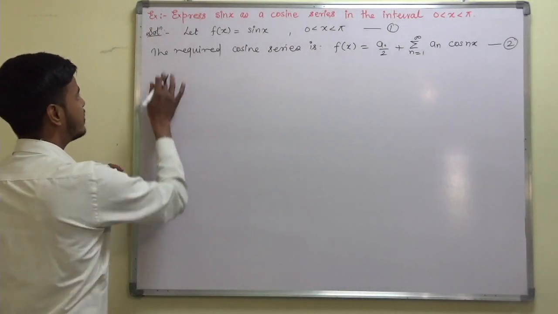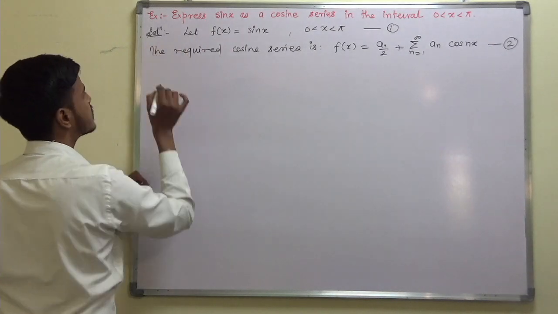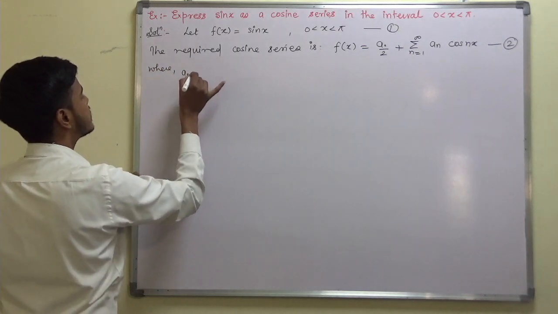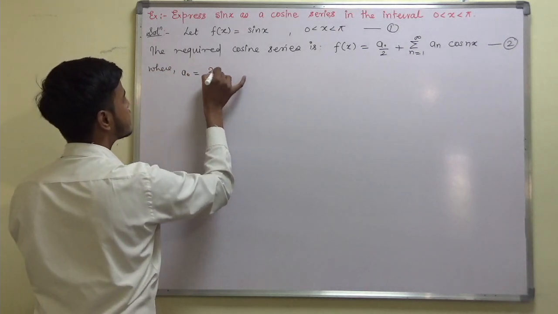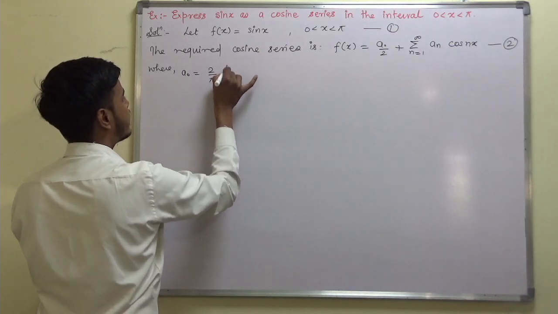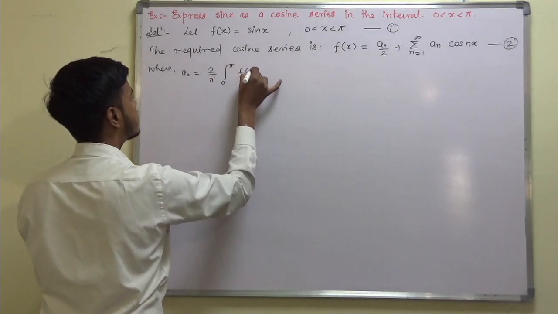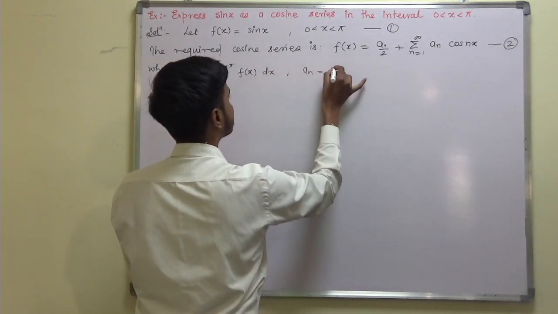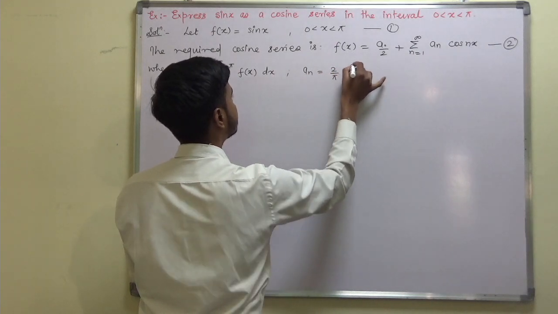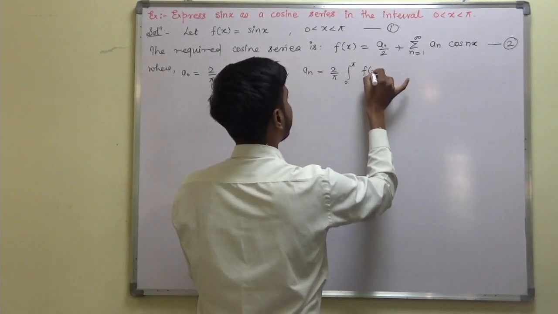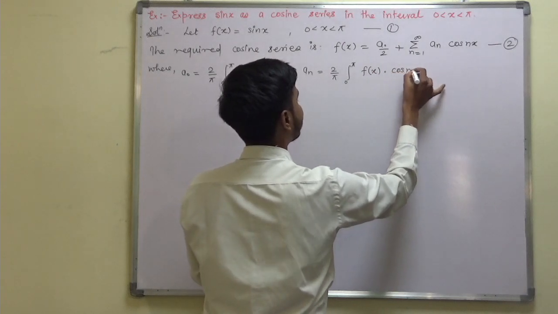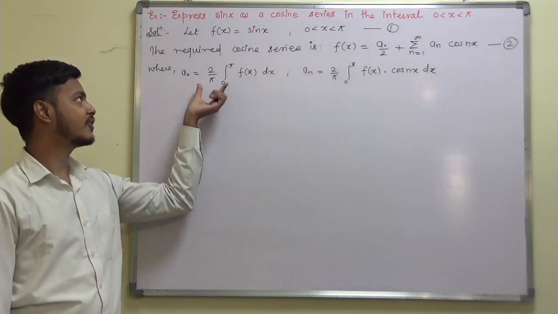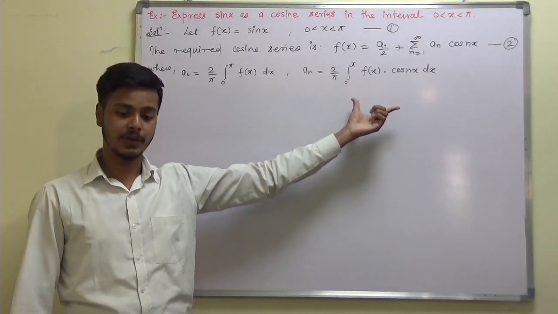So what we have to find out? We have to find out a0 and an. Where a0 is equal to 2 by pi integration 0 to pi f of x dx. And an is 2 by pi integration 0 to pi f of x into cos nx dx. Simple. So my objective is to find out a0 and an.